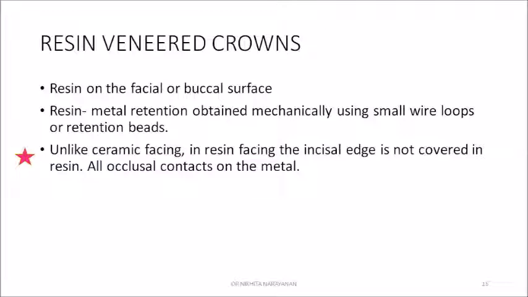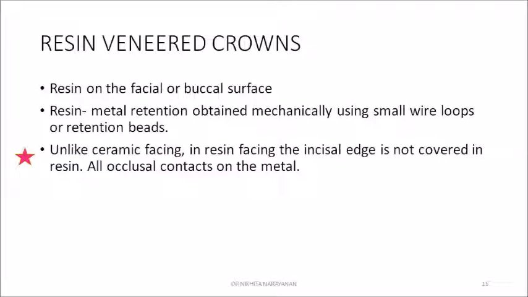So for that we'll have to incorporate some kind of mechanical retentive weights in the metal so that the resin can stick on to the metal. These are small wire loops or retentive beads. So the resin will get hold of these wire loops and retentive beads and gets attached to the metal and act as a resin veneer.